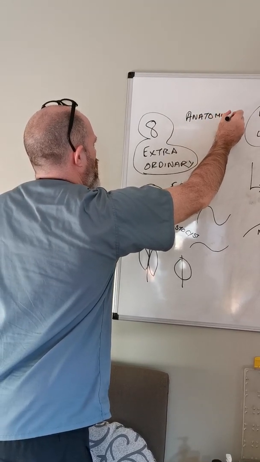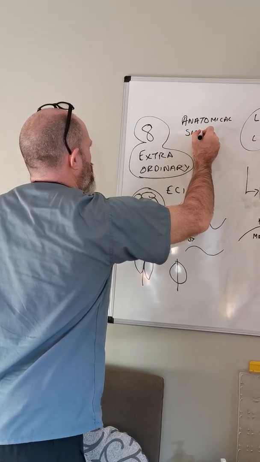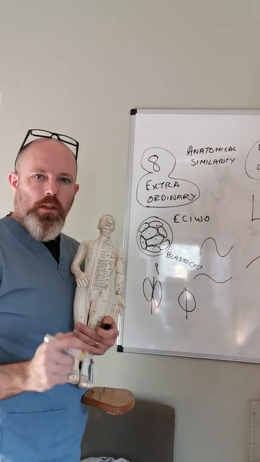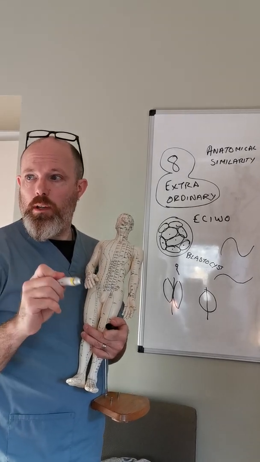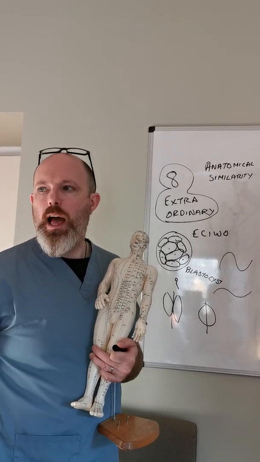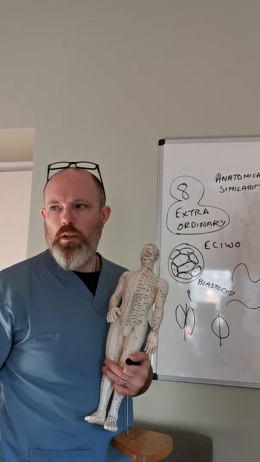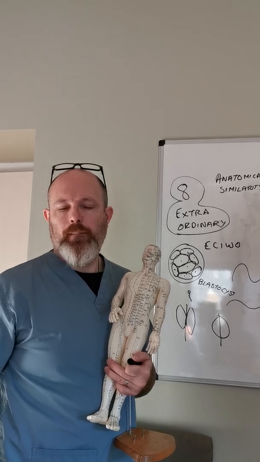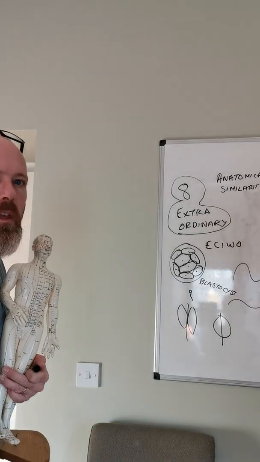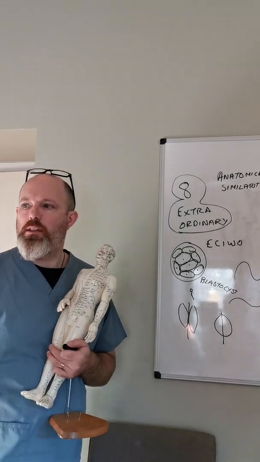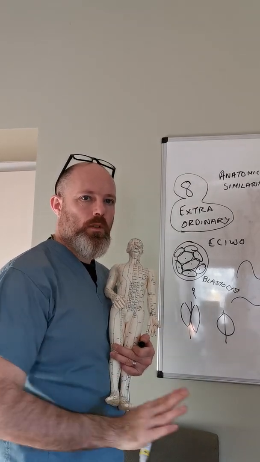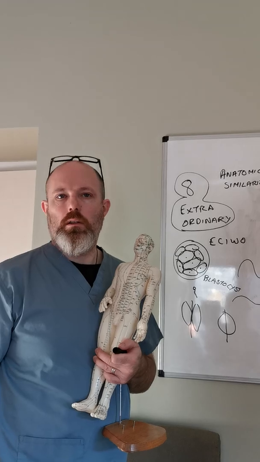So at a very, very basic level, anatomical similarity. In other words, a healthy tendon will treat an unhealthy tendon if it has a similar anatomical structure. Yes? A healthy elbow will treat an unhealthy knee because it's a similar anatomical structure. A healthy wrist will treat an unhealthy ankle.